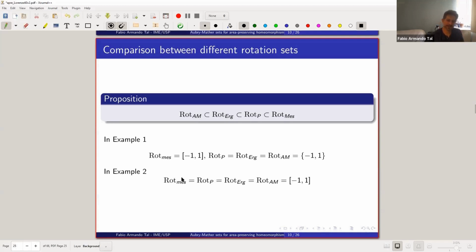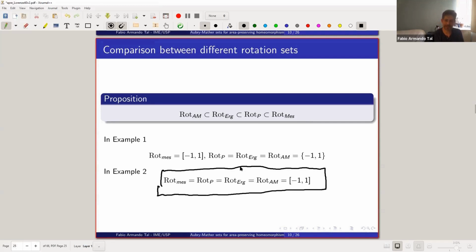So here, all 4 different concepts are the same, meaning that the weakest realization of a rotation is also the strongest realization of a rotation. If you have a velocity here, you're going to find that you actually have a compact invariant set all rotating with the same speed.